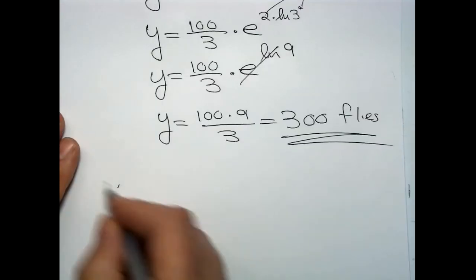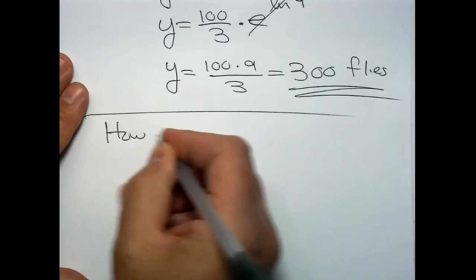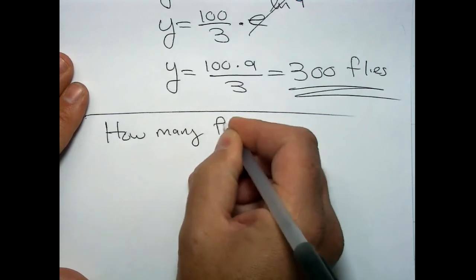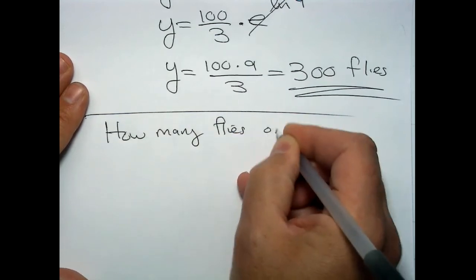So what else can we do? We can make a prediction. And here's the prediction I'm about to make. How many flies were there on day 1?